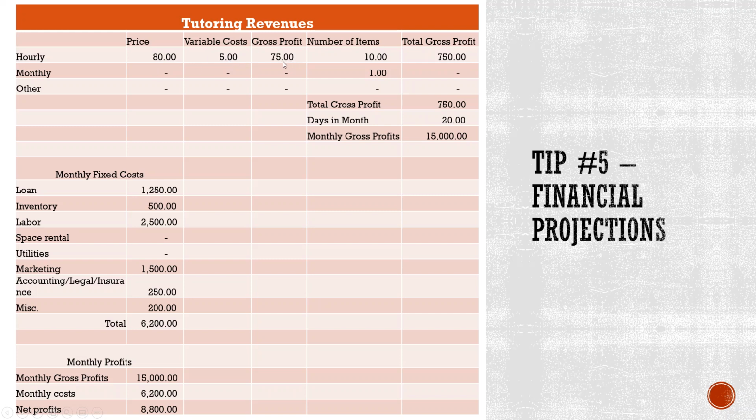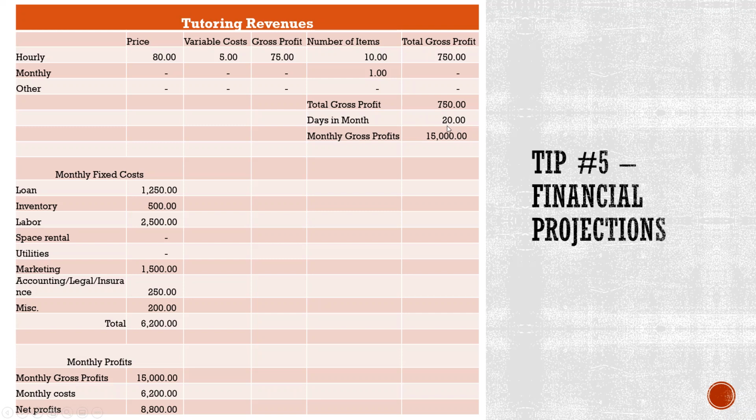In this example, $75. Then what you're going to do is multiply by the number of tutoring sessions you're going to have per day. And for this example, it's going to be 10. It could be you've got 2 people you're working with, and each person is going to work for 5 hours. And once you multiply the number of tutoring sessions by the gross profits, it's going to give you $750.